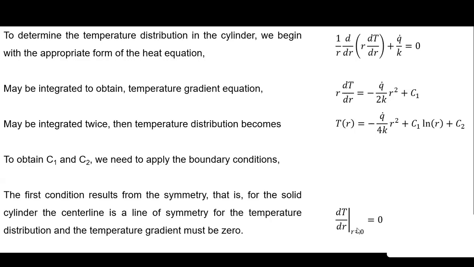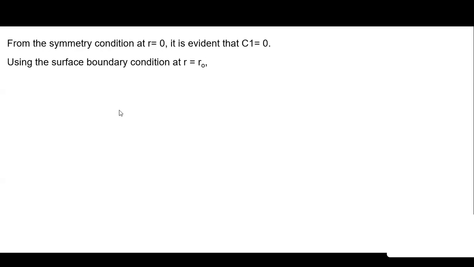So the temperature gradient at the center line is equal to 0. That is the meaning of this particular term. So you apply the symmetry condition, r is equal to 0, and put it in the temperature gradient equation, you will get C1 is equal to 0. So what is our first result? First result is C1 is equal to 0.